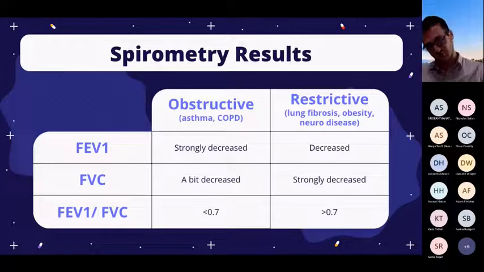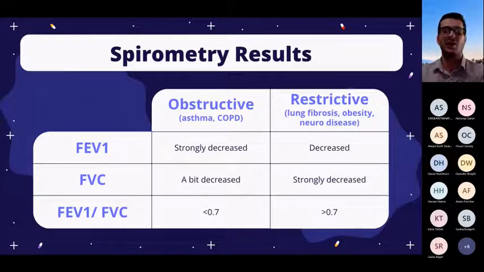Whereas in a restrictive condition, the FEV1 and the FVC are decreased. They just have less air overall in their lungs that they can get out. Their usable lung volume is reduced. And restrictive conditions include things like lung fibrosis, where you've got lots of scarry tissue that is obliterating bits of the lung. So you just have less lung volume because more of it is scarry, fibrous tissue.